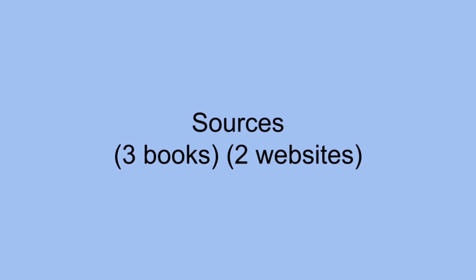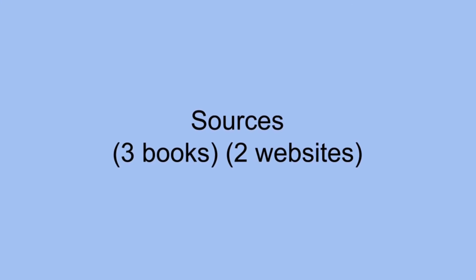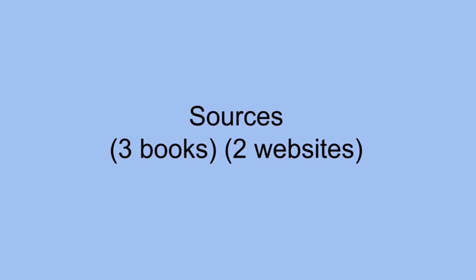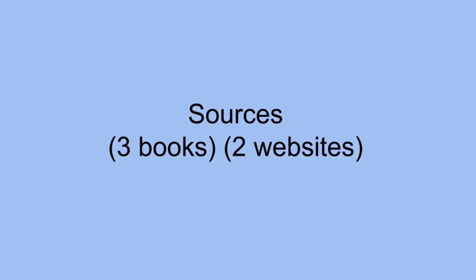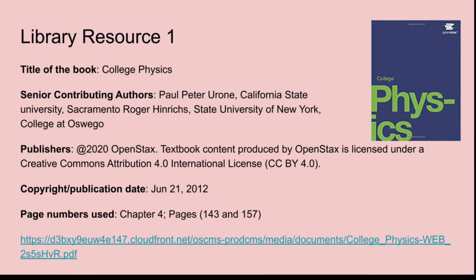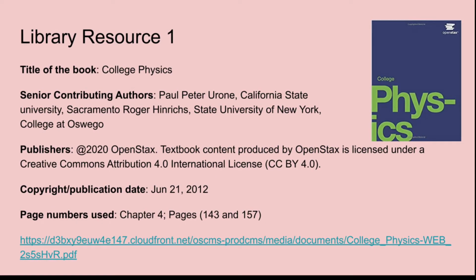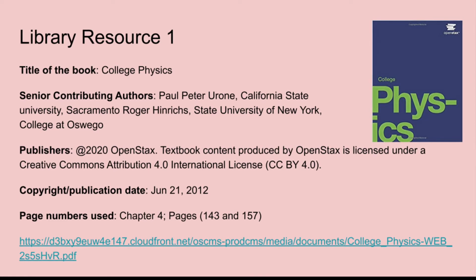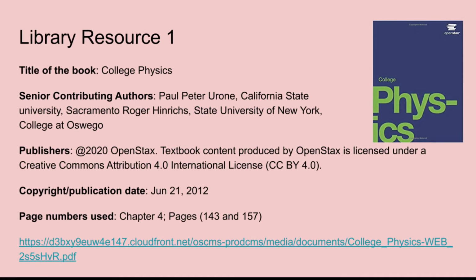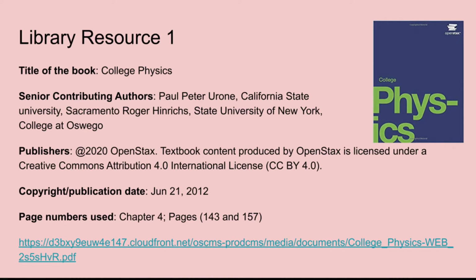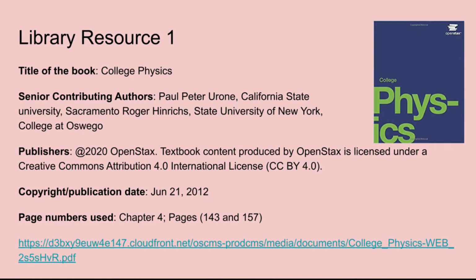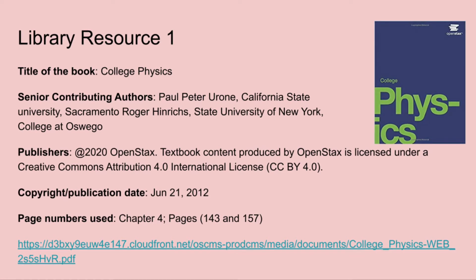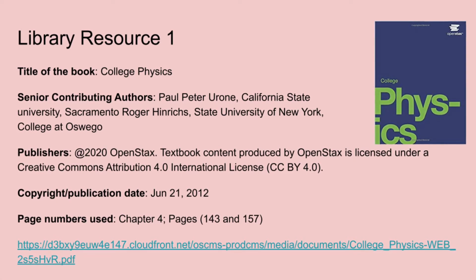In this next section, I will talk about the 3 book sources and the 2 website sources that we used for this presentation. Our first library resource, we chose the College Physics book. Senior contributing authors include Paul Peter Urone, California State University, Sacramento, Roger Hinrichs, State University of New York, College at Oswego. The publisher for 2020 is OpenStax.